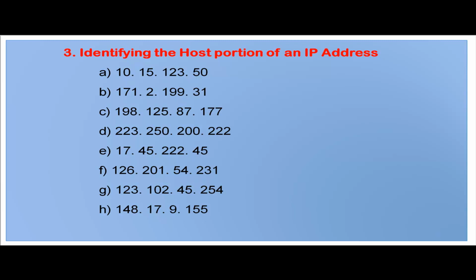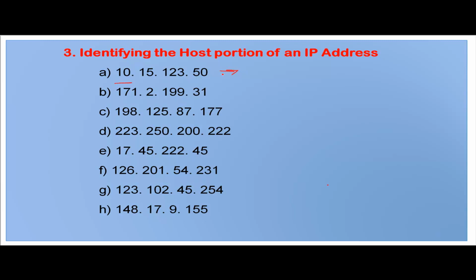For this also, you have to identify the class, and you must know the default subnet mask. Based on that, we can easily identify the host portion of an IP address. Let us go for the first problem, 10.15.123.50. Now 10 is going to be class A, so this is a class A IP address.